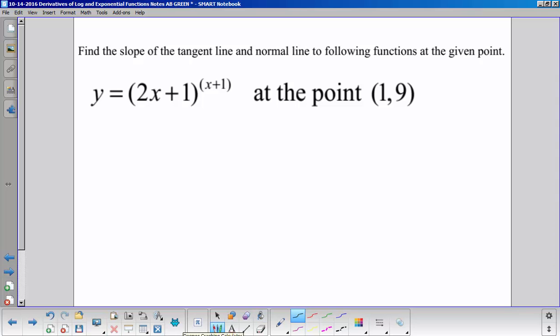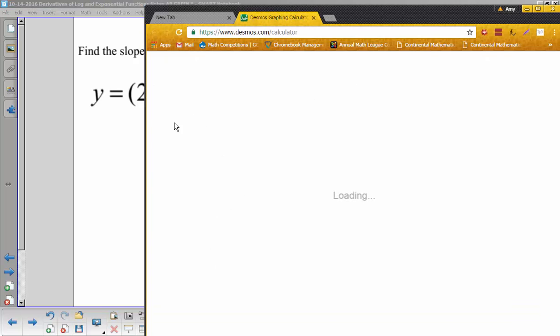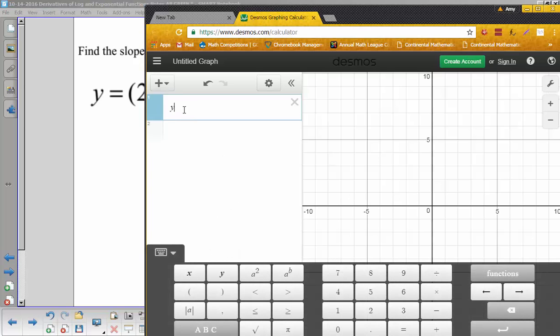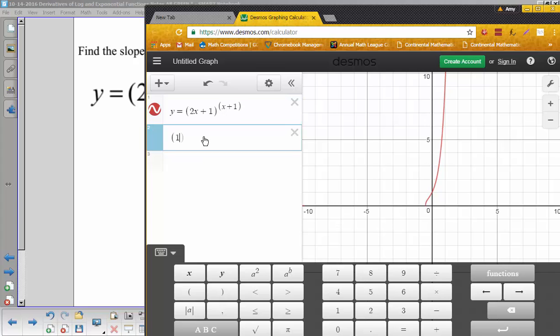So here we go. I'm going to go to Desmos, and we're going to graph this. What is it? y equals 2x plus 1 to the x plus 1. Good job, Patricia. All right, and then what's my point going to be? 1, 9. So does it look like it could have a tangent line there?